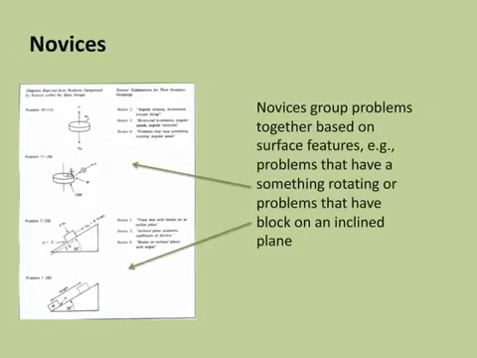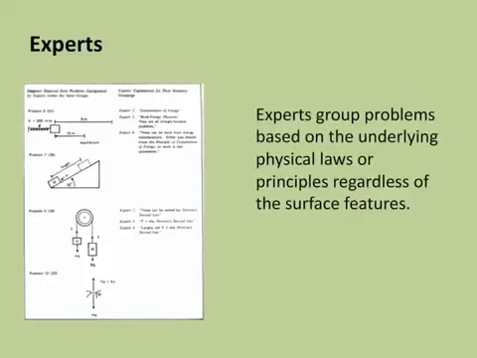Novices looked at the physics problems and grouped them based on the actual surface features of the problem. On this slide, you see two problems that depict an inclined plane. Undergraduates saw these problems as similar, regardless of the underlying physical laws or principles involved in the problems. In contrast, experts group problems based on the underlying physical laws or principles, regardless of the surface features.